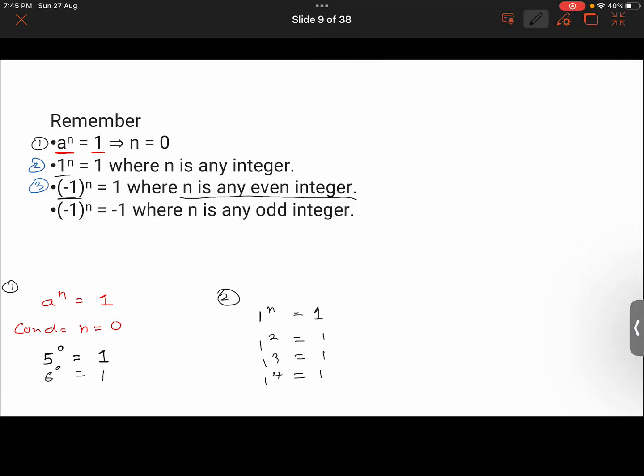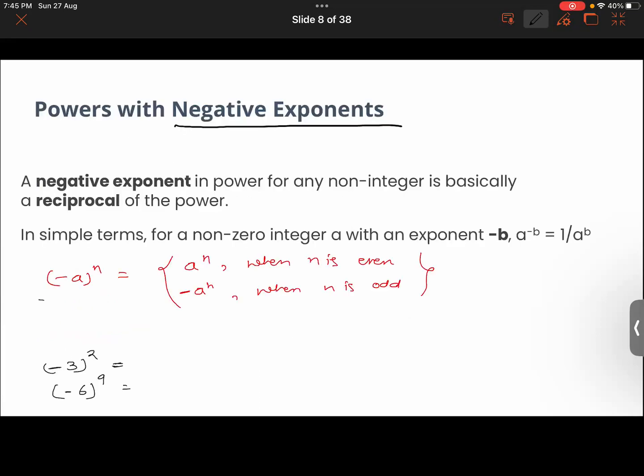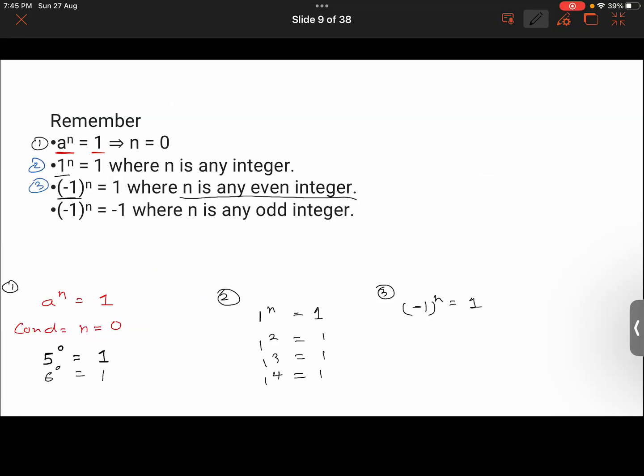So the third point, which I said, guys, is that minus 1 raised to the power n will be equal to 1 when n is an even integer. It is somewhat similar to the same thing I discussed moments ago. The only difference is that you are having a value 1 here. We are talking in the context of 1. So when n is even, the value we get is 1, and when n is odd, it will be minus 1, right?